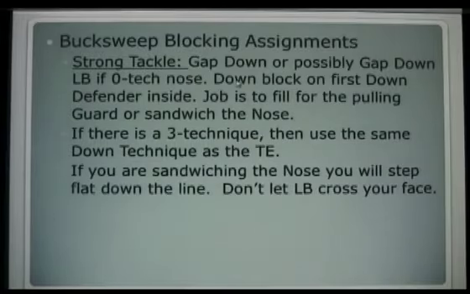So our strong tackle, his job is to gap down, or possibly gap down linebacker. If there's a zero technique nose, we're going to sandwich that nose if the center needs help. So we're going to down block on the first down defender inside. The job is to fill for the pulling guard or to sandwich the nose. Those are his two jobs. If there's a 3 technique, then we're going to use the same down technique as the tight end and the same technique as the wing. If you're sandwiching the nose, you will step flat down the line. You just stay flat down the line and don't let any linebackers cross your face.